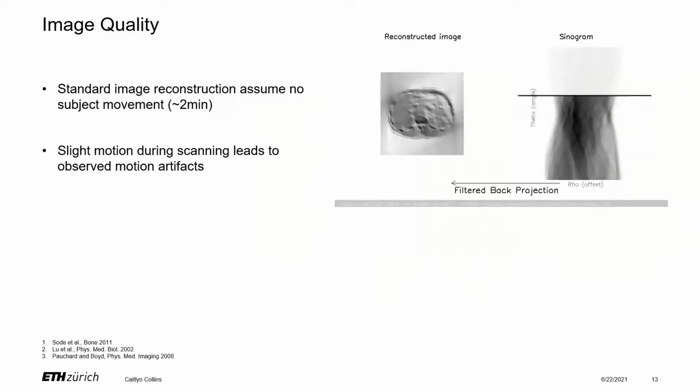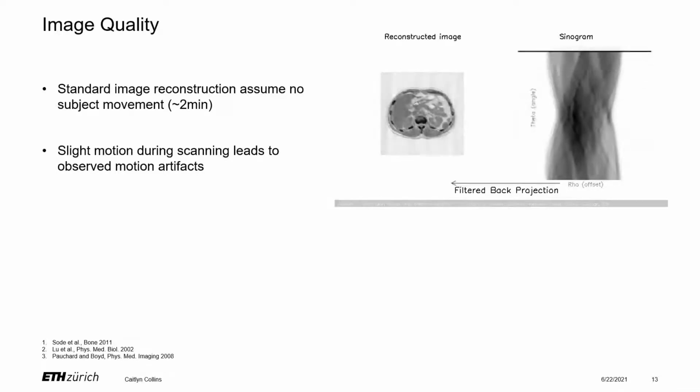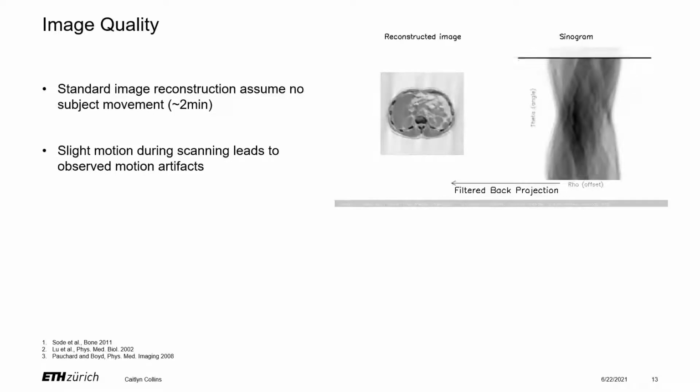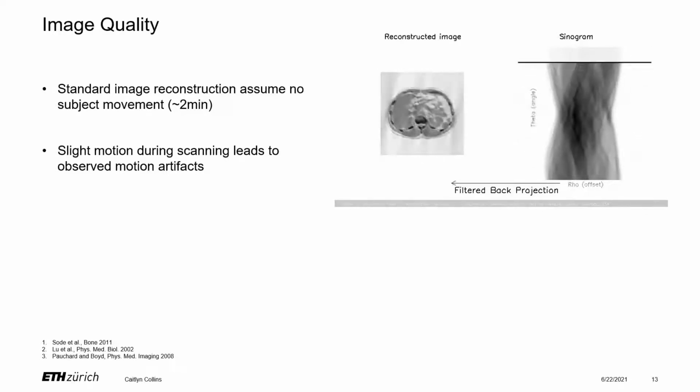So these motion artifacts are a product of the technology itself. Standard image reconstruction assumes that there's no subject movement, and while it may seem like in a span of 2 minutes patients should be able to hold still, it still happens frequently. Because of the projection-based nature of computed tomography, any slight motion during scanning can result in a shift in the sinogram shown on the right, which then results in observed motion artifacts in the reconstructed image.